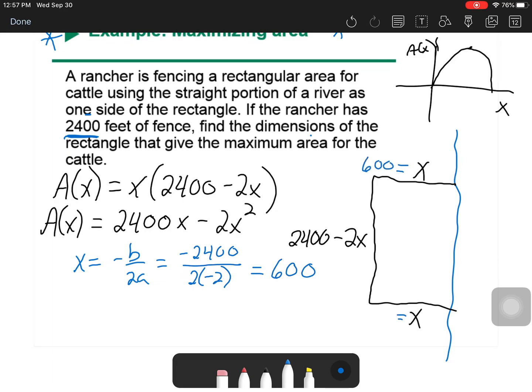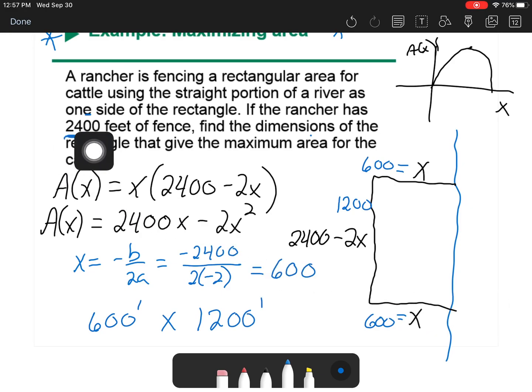And that's the same as what this one has to be. So those two are going to each be 600, right? Well, what does that leave for the other side? Well, 2,400 minus 1,200 is 1,200, right? So the dimensions of our maximum area enclosure is going to be 600 feet by 1,200 feet.